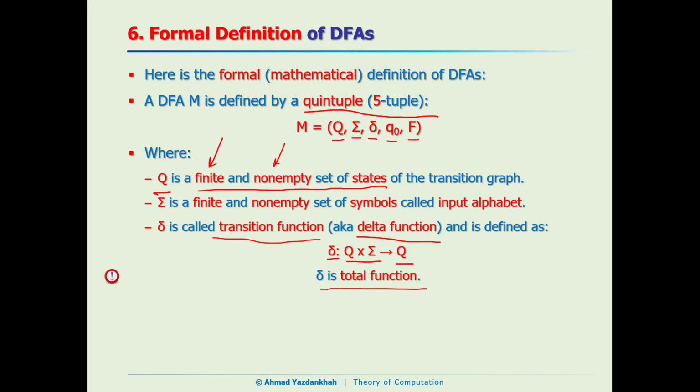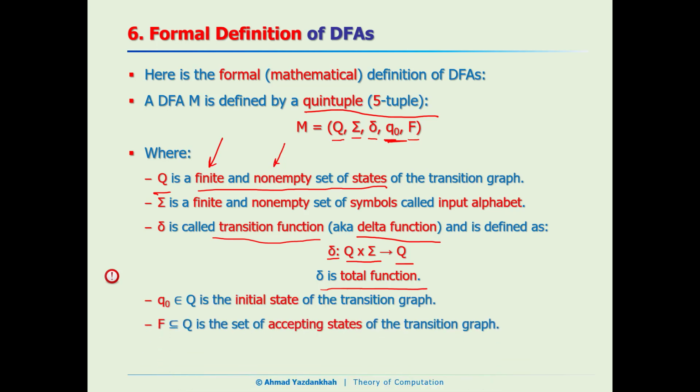What is the next one? The next one is Q0, which is the initial state, and F is the set of final states. So if we have all of these 5 elements, we can construct the machine. And if we have a machine, we can extract these 5 elements from the definition or the design of the machine.